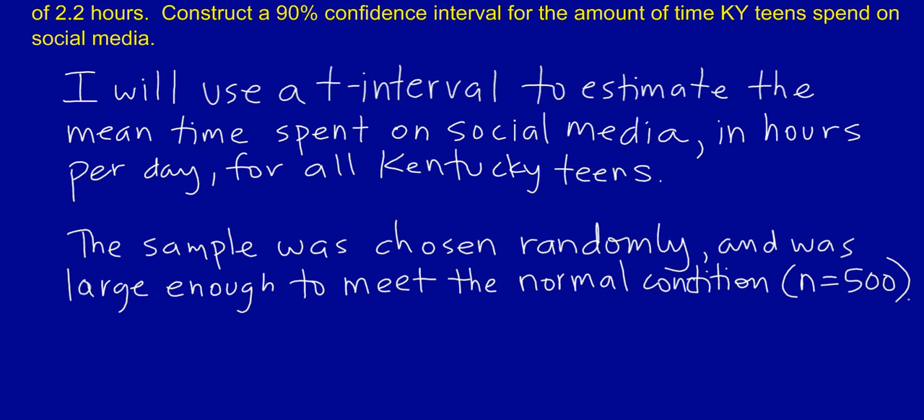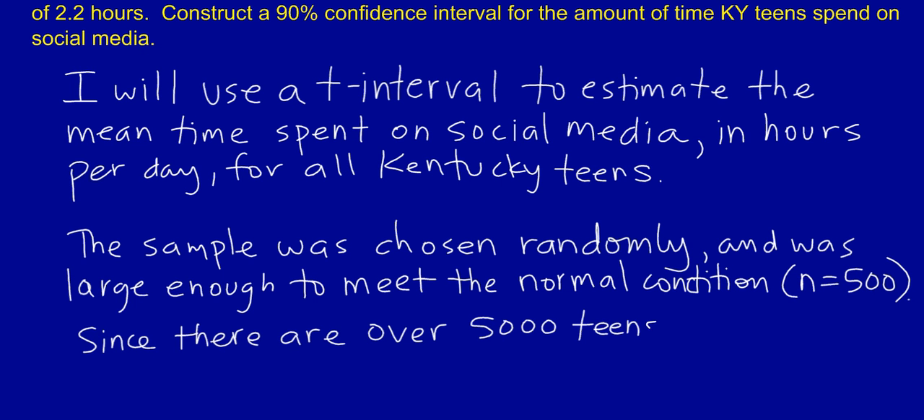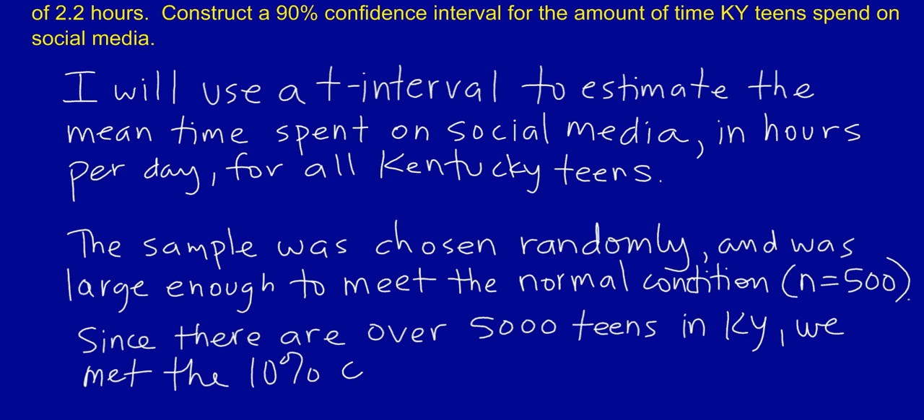And then we need to check and see independence. So since there are over 5,000 teens in Kentucky, which just means we did not choose more than 10%, we met the 10% condition.